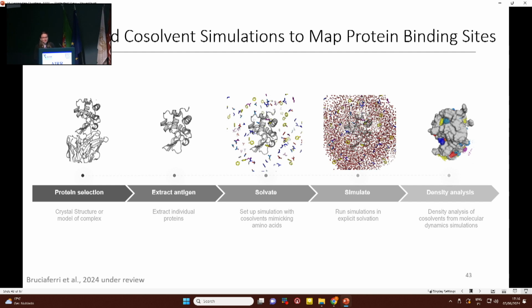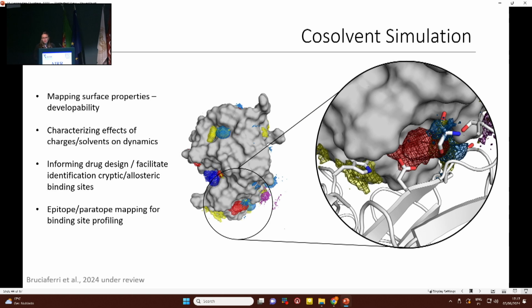This allows you to get a density estimation on the protein surface that lets you map surface properties, which is important for developability. You can characterize effects of charges and solvents on dynamics. Sometimes you have solvent-dependent antibody-antigen binding. You can also analyze that. And of course, you can inform drug design. They have shown that identification of cryptic and allosteric pockets becomes accessible. And also, of course, you can do paratope-epitope mapping.